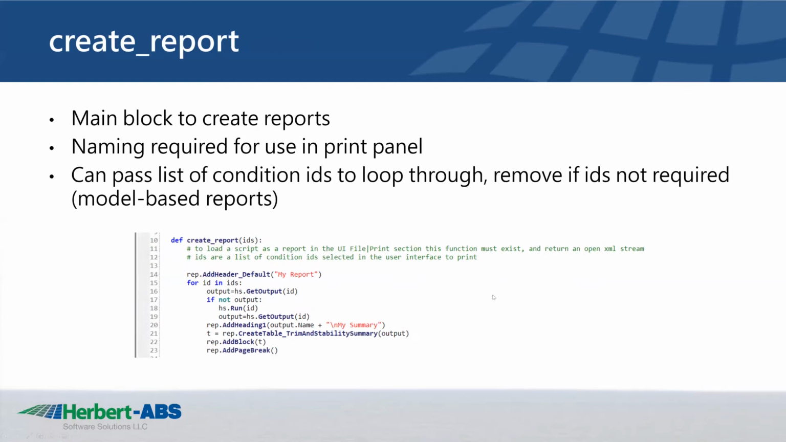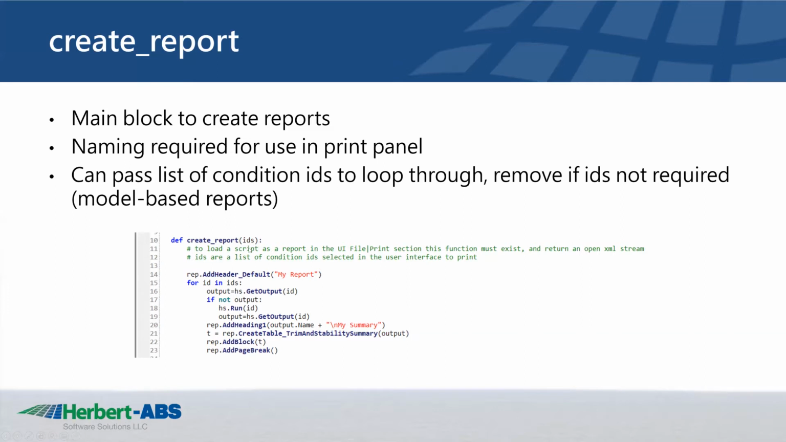The next main block in a report script is the create report method. Like I said, this is the main block used, and this is the part where we're adding the different building blocks to our report. It's important to note that this naming, the create_report naming of the method, is required to bring it into the print panel so that we can recognize that what we're doing here is creating a report.